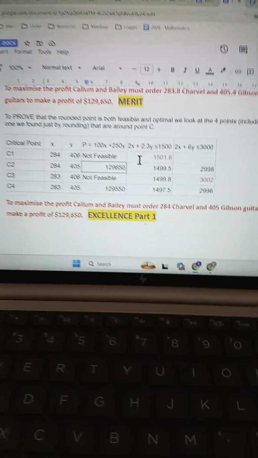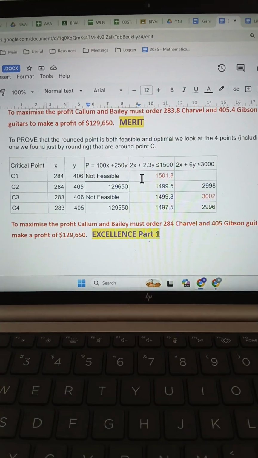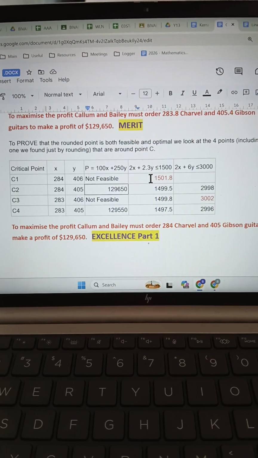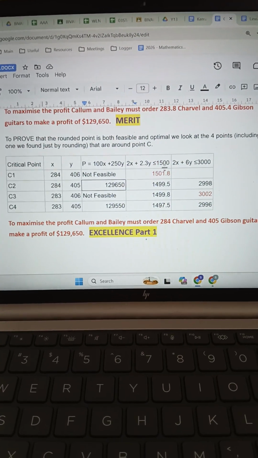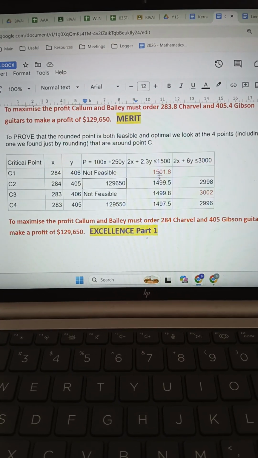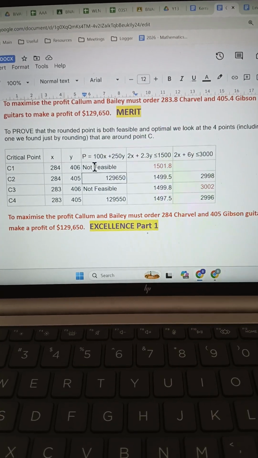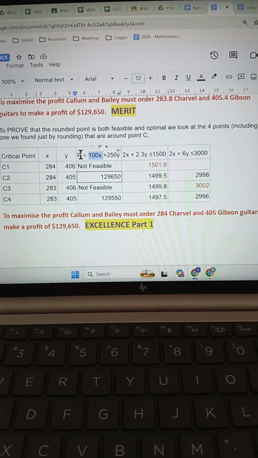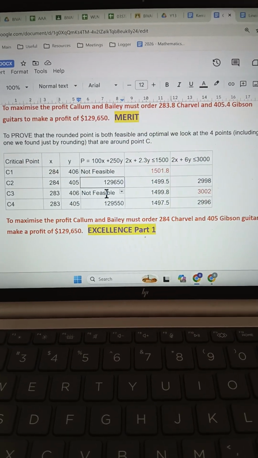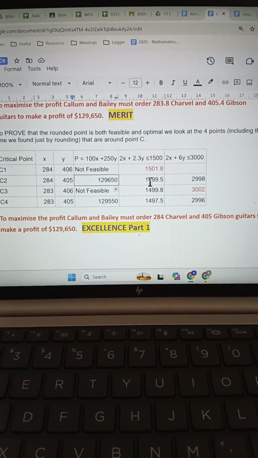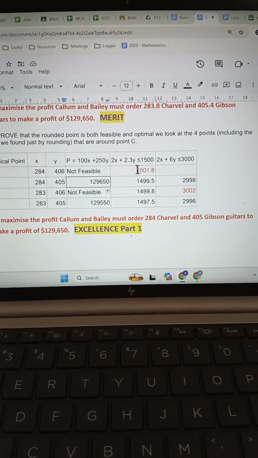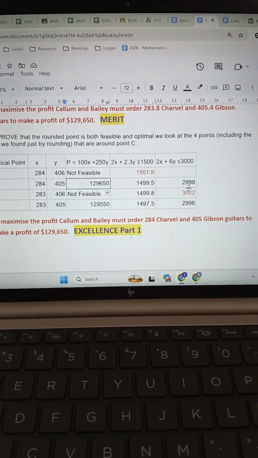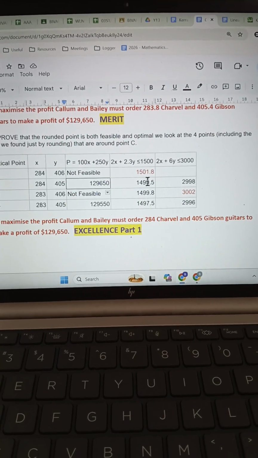You can do that in either order, but if it's infeasible, there's no need to check the optimality, so I check the feasibility first. On the first one, I put it into the first constraint here, which is constraint 1, and I get this number back, 1501, which is bigger, not less than or equal to 1500, and so this is not feasible. I don't have to work out the second constraint or the optimality. This here is the optimality, this function P. The second point I look at, I work out both these constraints are actually okay. I plug it into 2x plus 2.3y and I get 1499.5 and 2998, and both of those are less than the constraint values.